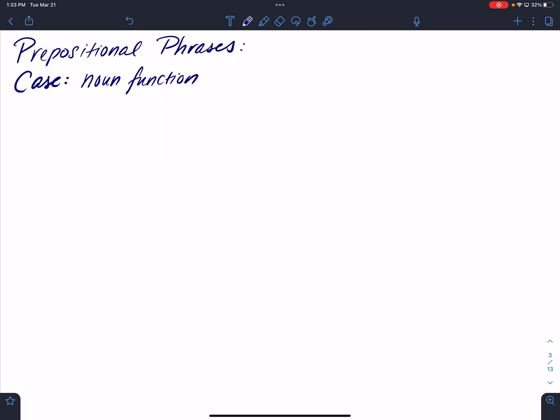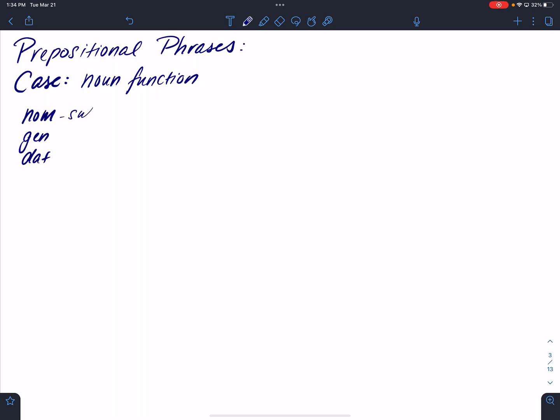Now, we've talked about the cases when we were reviewing for the National Latin Exam, but let's just go through really quickly and talk about what each of them is. This part you don't have to write. Okay, so the nominative. What's the function of the nominative case, Jade? To indicate the subject. Good.